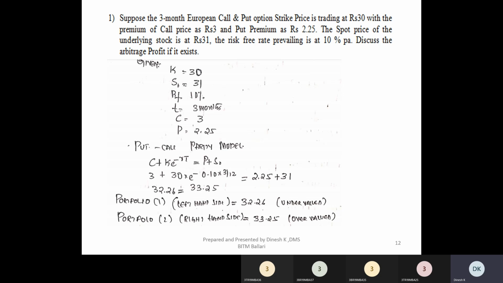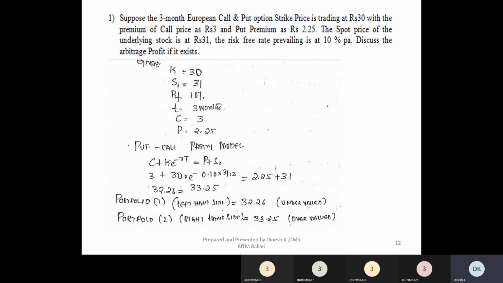So if both the values are same, the left hand side portfolio and the right hand side portfolio, then there is no arbitrage opportunity. If there is a difference between the left hand side portfolio and the right hand side portfolio, then there is an arbitrage opportunity. Fine. These are the given details.